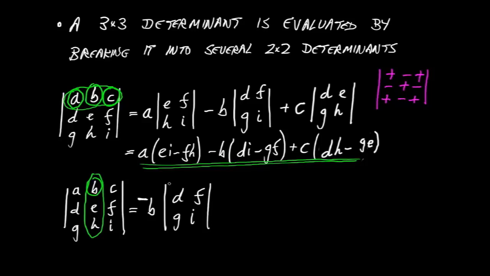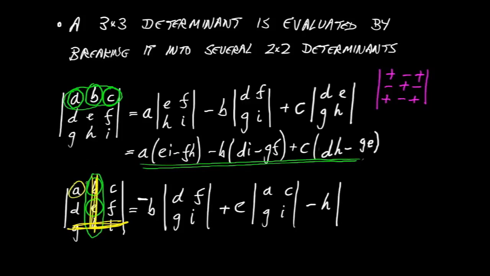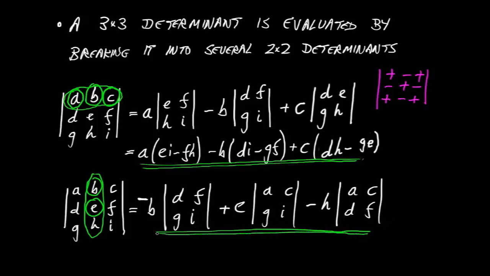B. All right, and then similarly plus E, and I delete the row and column which has E in it, and then I just make a 2 by 2 determinant from, in this case, the corner elements, A, C, G, I. And then finally minus H, and delete the row and column with H in it, make a 2 by 2 determinant of what's left, A, C, D, F. Okay, and of course I could then write out these 2 by 2 determinants explicitly. But the point is, it will give me the same answer.